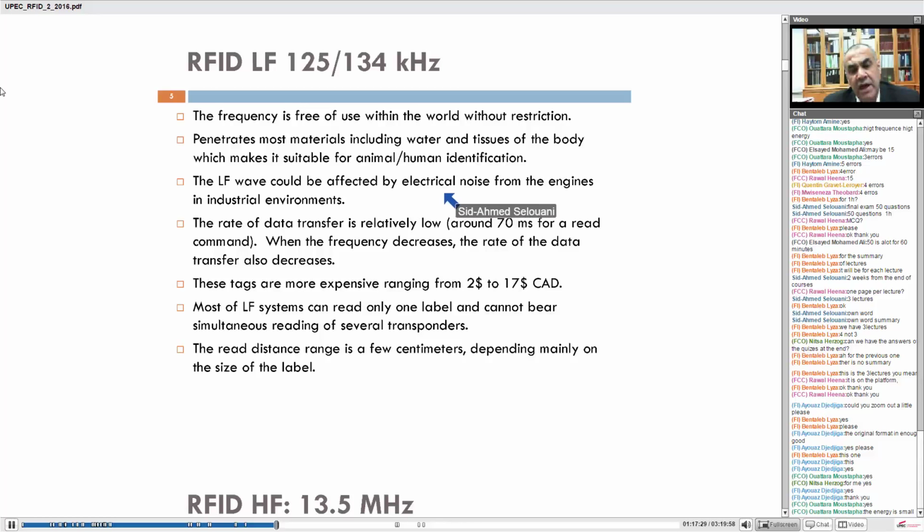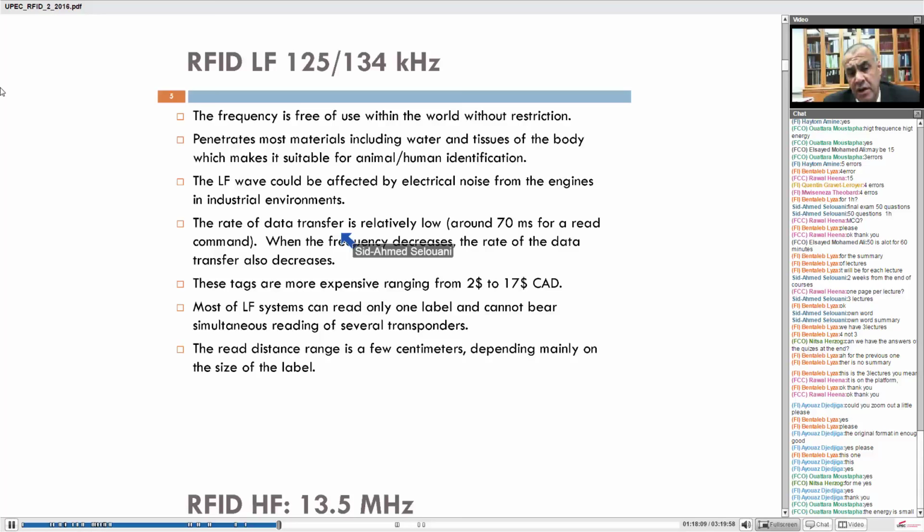But the inconvenience of these frequencies is that they are sensitive to the electrical noise from the engine and industrial environments. Okay, so if you have an electrical network which is not good, not isolated, not grounded, it could be a problem. But we can resolve it easily by making a good ground, mise à la terre en français, good grounding. But this is the disadvantage of these frequencies.